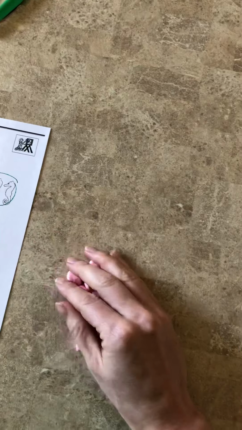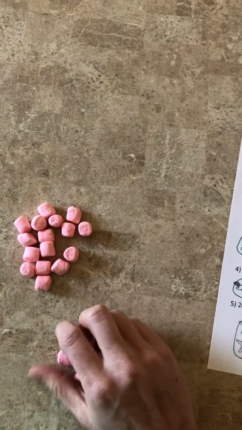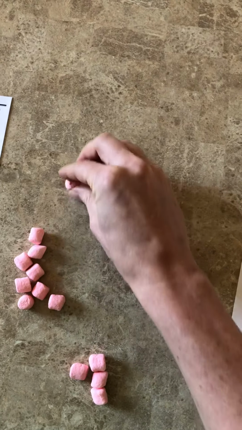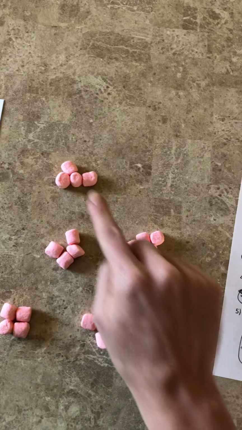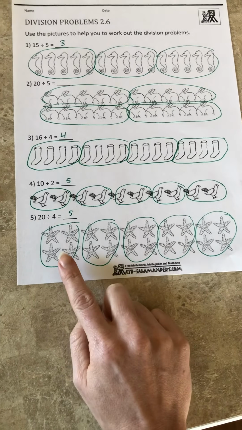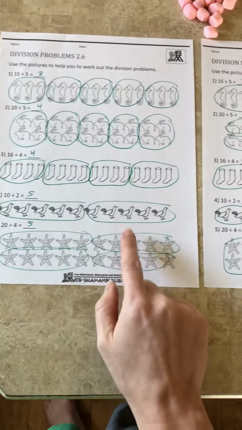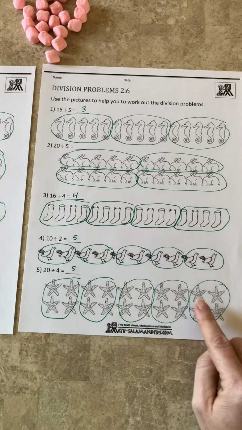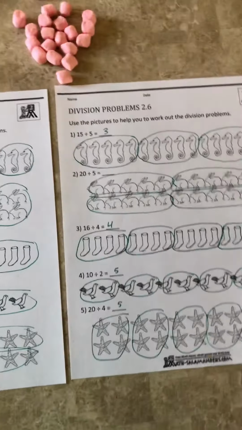Or 20 divided by 4, I could just put 4 into each group. Okay, how many groups? 1, 2, 3, 4, 5. So here I have 4 in each group and I have 5 groups. So like the other question, 4, 8, 12, 16, 20. So if we were to compare, here I have 4 groups of 5. 20 divided by 4 is 5. Here I have 5 groups of 4. 20 divided by 4 is 5. So you could have either for those answers. Awesome.